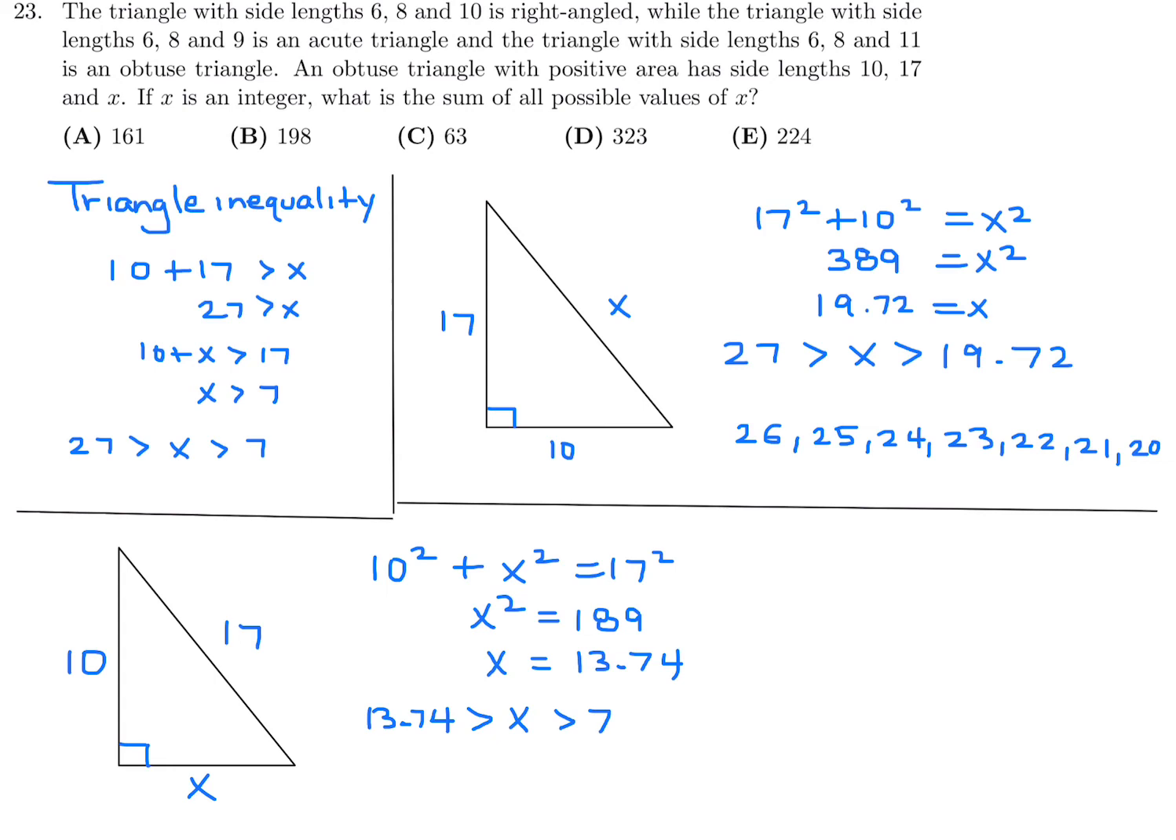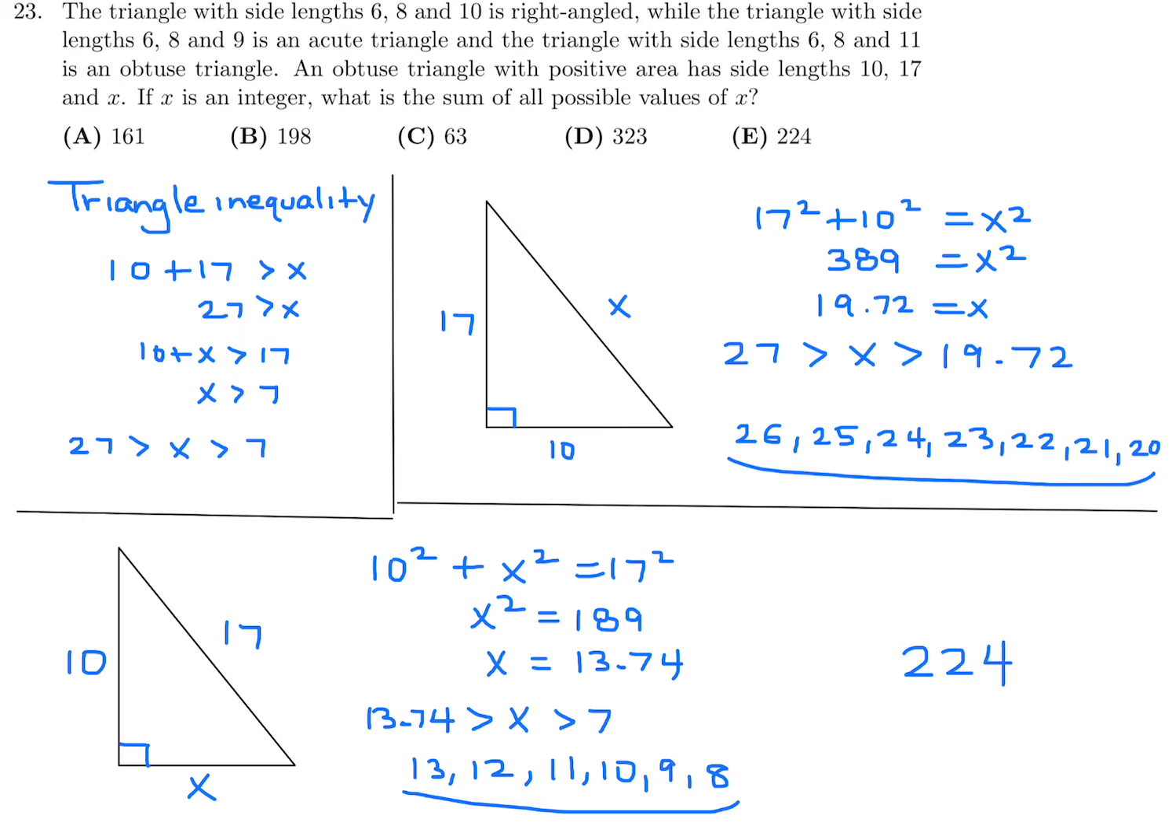So this inequality tells me that x is either 13, 12, 11, 10, 9, or 8. So there we go. Those are the values, these ones and these ones. And when you add them all up, you get 224. Therefore, number 23, the answer is E.